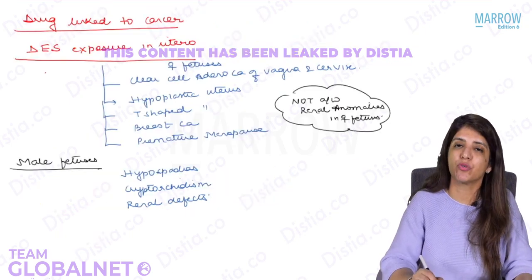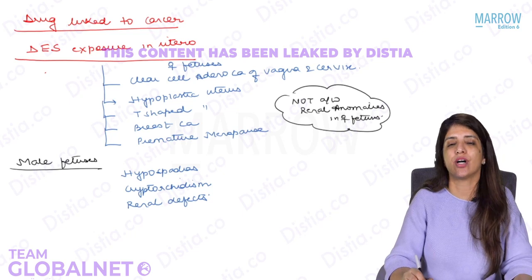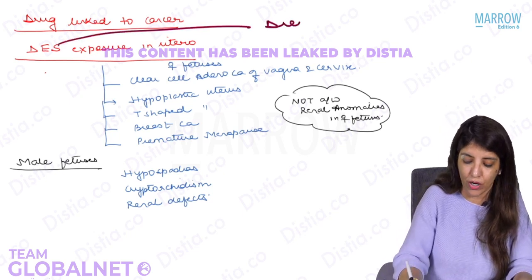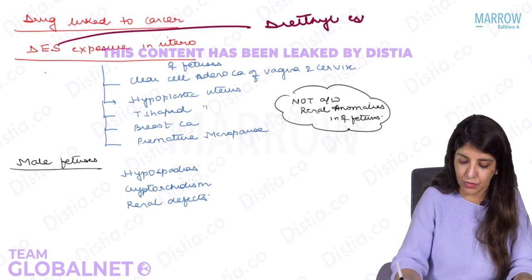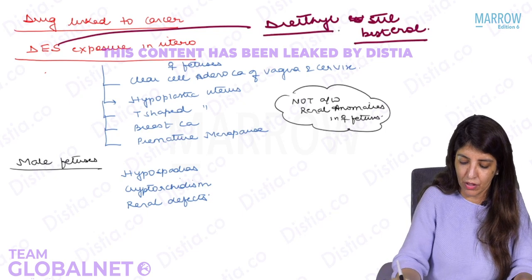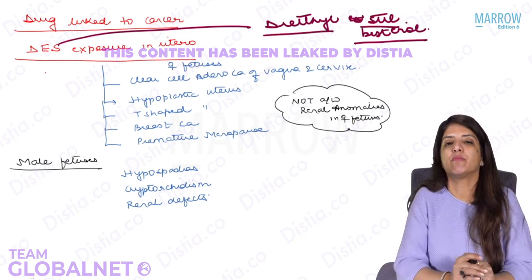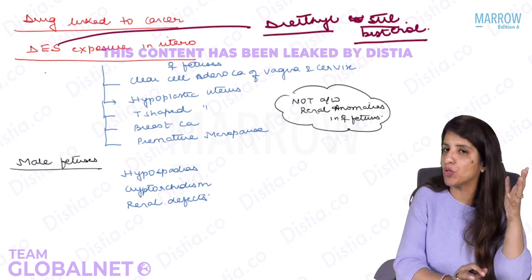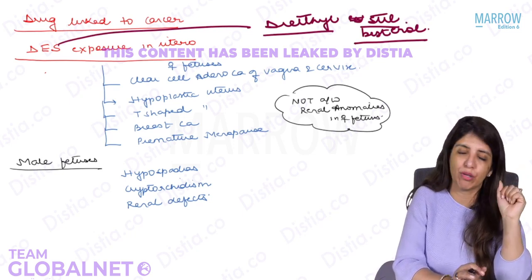Now, what are the drugs which are linked to cancer? One very important drug is linked to cancer, and that is diethylstilbestrol. DES stands for diethylstilbestrol. Right? So diethylstilbestrol was an estrogen which was being used earlier. In earlier days, we used to use this estrogen during pregnancy.